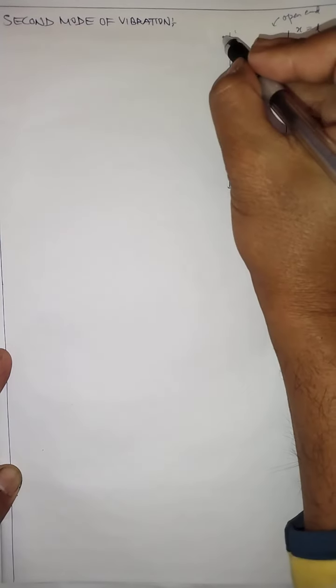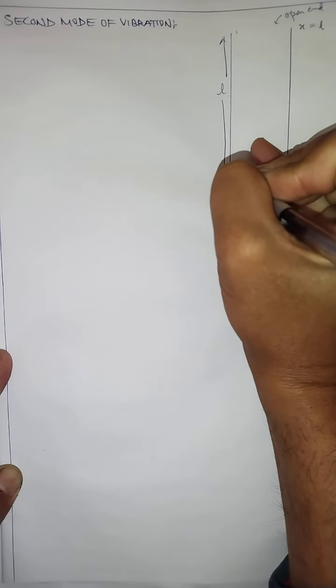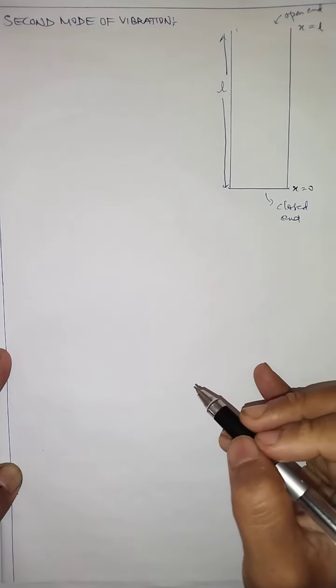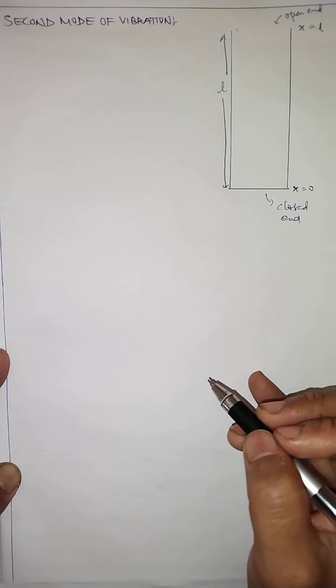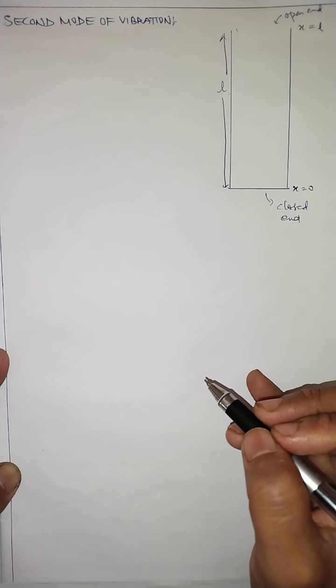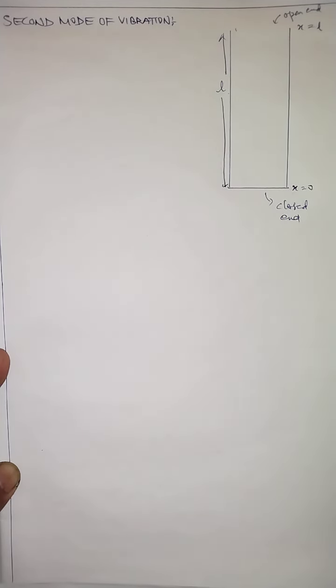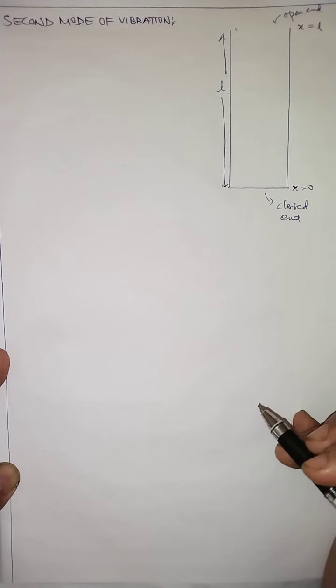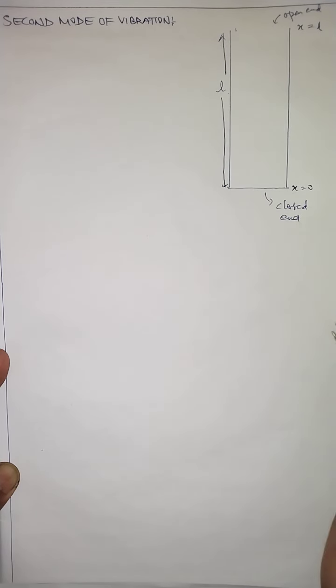Okay, the length of the organ pipe is the same. That length is how much? L only. The length of the organ pipe is the same. That is called L. But in this case, we make the air particles of the pipe vibrate in such a way that it will produce a sound of double the single frequency, rather than the fundamental frequency. So the frequency of vibration will be double the single frequency.